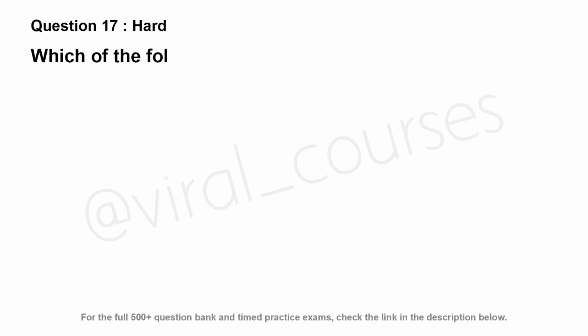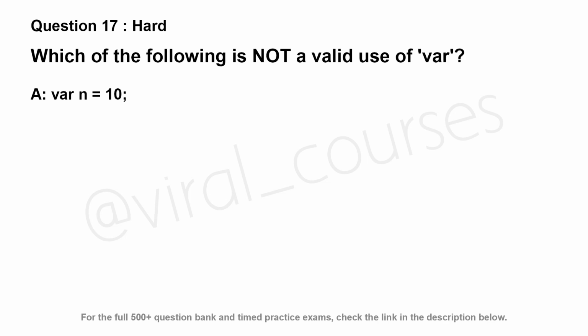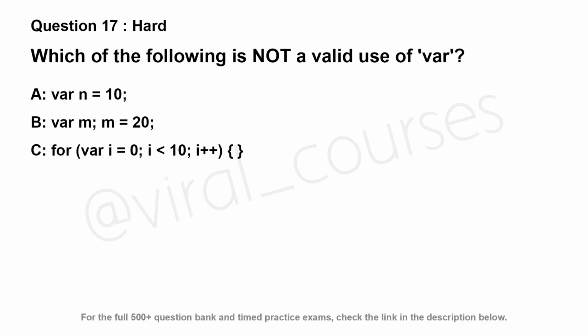Which of the following is not a valid use of var? Option A. var n = 10. Option B. var m; m = 20. Option C. for (var i = 0; i < 10; i++) { }. Option D. var list = new ArrayList<String>().